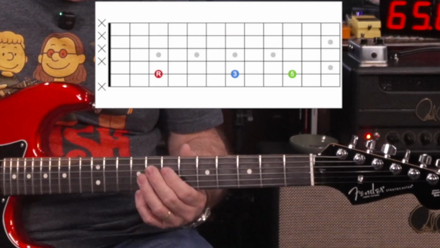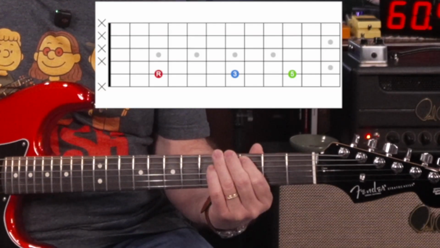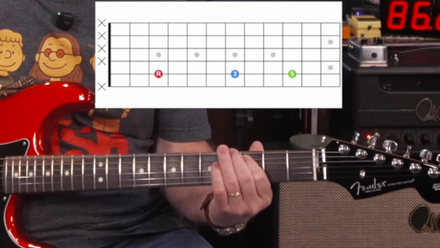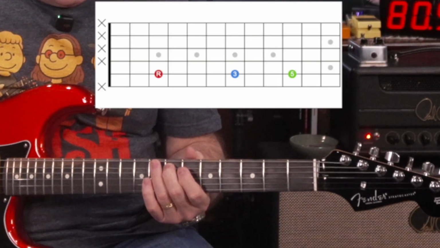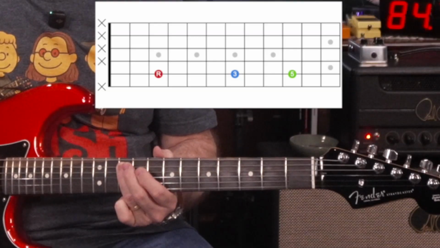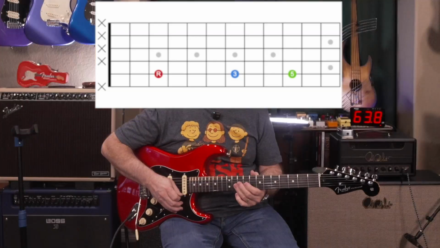Now that's using 5 strings, and with triads, we're only going to use the 3 notes of the chord, and we're only going to use 3 strings. In this lesson today, we're going to use strings 2, 3, and 4. So these notes are also known as the root, which is the C, third, which is the E, and the fifth, which is the G. So a chord consists of a root, third, and a fifth.